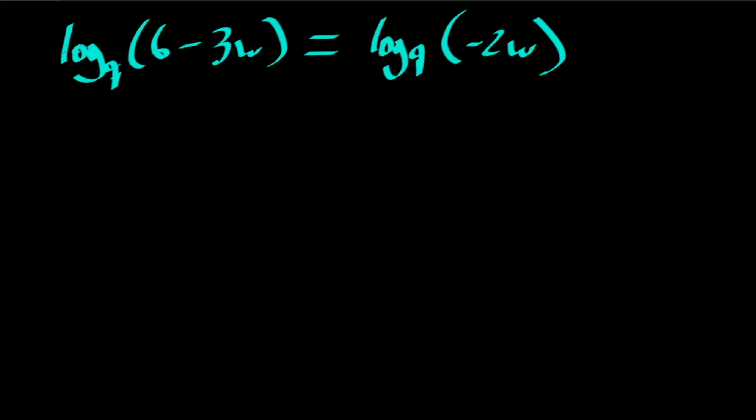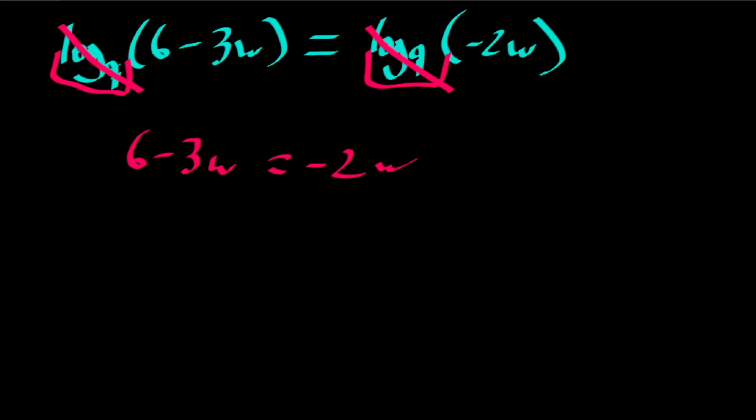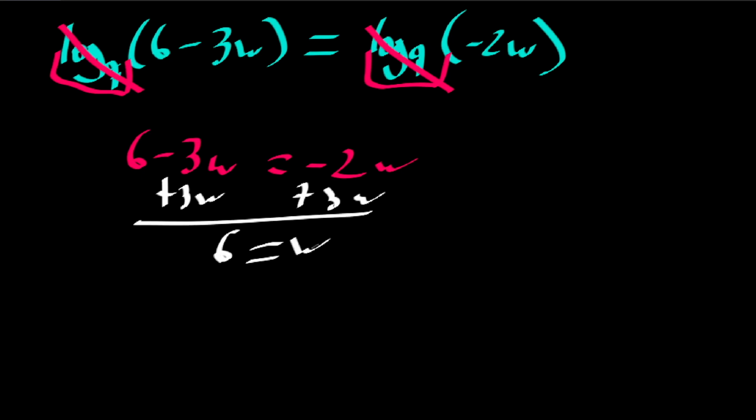We're going to condense each side, but notice we have a log base 9 with nothing multiplied in front, so we're condensed, which means we can drop the log base 9. So 6 minus 3w equals negative 2w. Now we just want to solve this equation. Plus 3w, so 6 equals w. These have worked out pretty nice for us thus far.